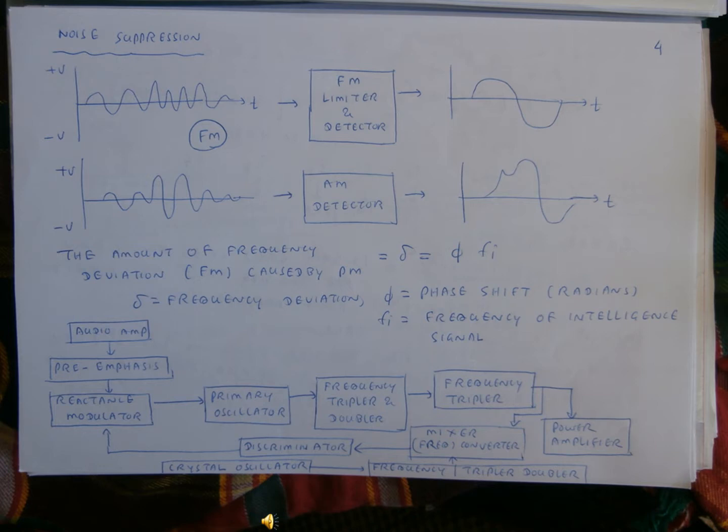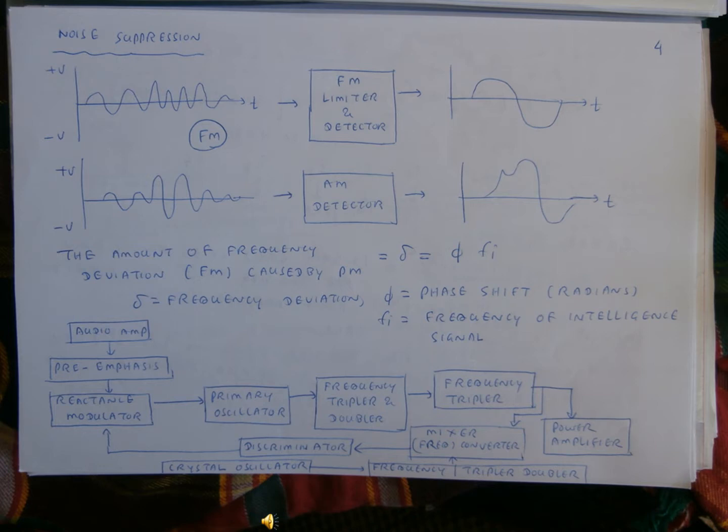So the amount of frequency deviation from this FM causes phase modulation. In this case, delta equals phi multiplied by fi. Here delta is the frequency deviation, phi is the phase shift in radians, and fi is the frequency of the intelligent signal.